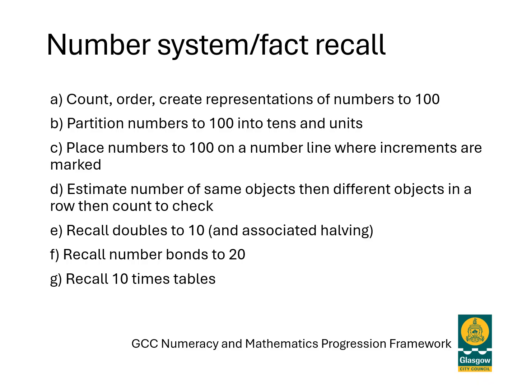And as you can see in P2, we're dealing with extending the range of numbers that the pupils will be learning to deal with up to 100. So counting, ordering, creating representations of numbers to 100, partitioning those numbers into tens and units, putting these numbers on a number line, and then we're introducing the concept of estimation at this stage. In terms of their number fact recall, we're interested in them recalling doubles up to 10 and the associated halves that go with those, their number bonds to 20, and starting to recall the 10 times table.